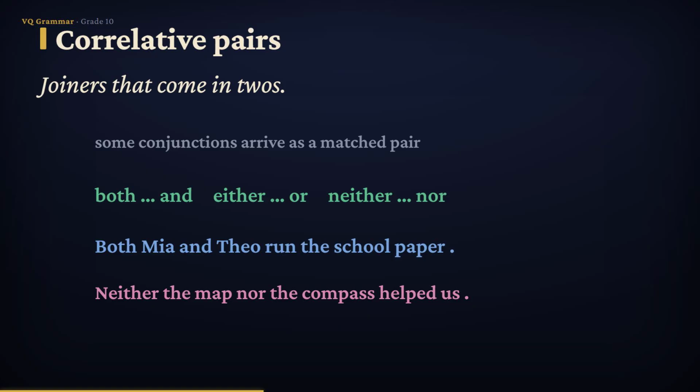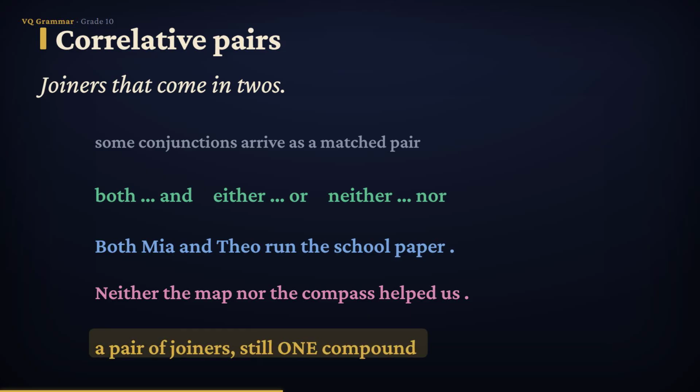Neither the map nor the compass helped us. Same thing. The map and the compass are two subjects held by neither nor, and they share the verb helped. So even though the joiner has two halves, what it builds is still one compound subject.